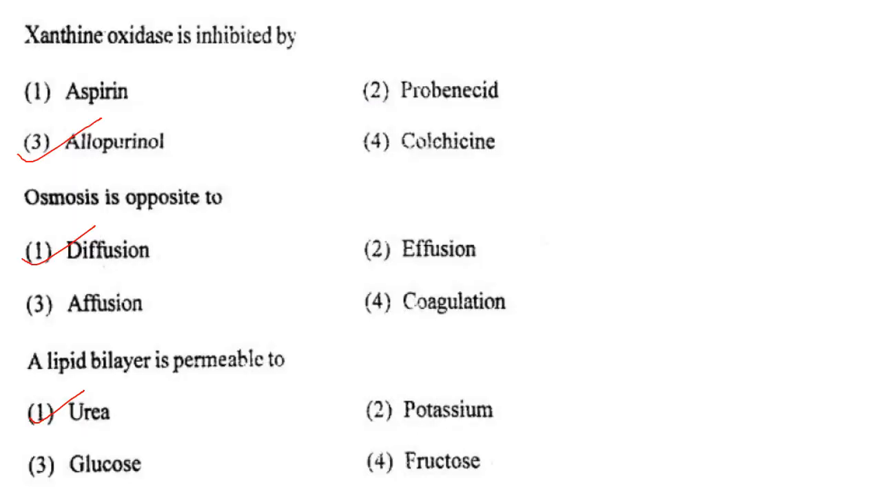Next one. Xanthine oxidase is inhibited by option 1 aspirin, 2 probenecid, 3 allopurinol, 4 colchicine. Answer is option 3 allopurinol. Osmosis is opposite to option 1 diffusion, 2 effusion, 3 effusion, 4 coagulation. Answer is option 1 diffusion. Next one. A lipid bilayer is permeable to option 1 urea, 2 potassium, 3 glucose, 4 fructose. Answer is option 1 urea.